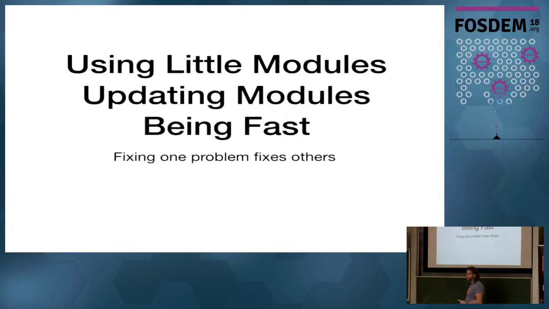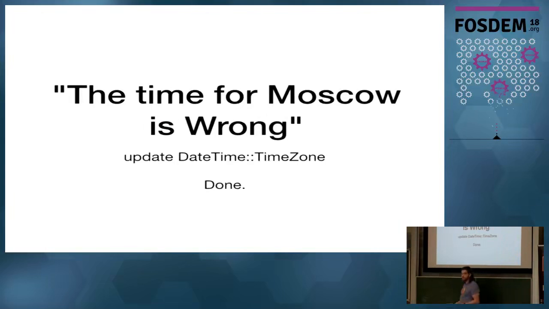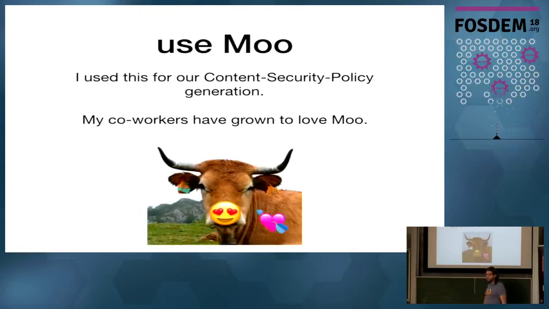The second result was once I could actually use CPAN modules, we could fight smaller battles and have bigger wins. So, for instance, the time in Moscow was wrong. Our bug tracker is global, and we have users from all over the world, including in Russia. And the time zone changed at some point, and the fix for that was updating DateTime::TimeZone. So that was good. I also got to use Moo. I used Moo for generating content security policies, and as it is now, my coworkers are starting to write new code that's using Moo in Bugzilla, and they're actually enjoying it, which is really good.